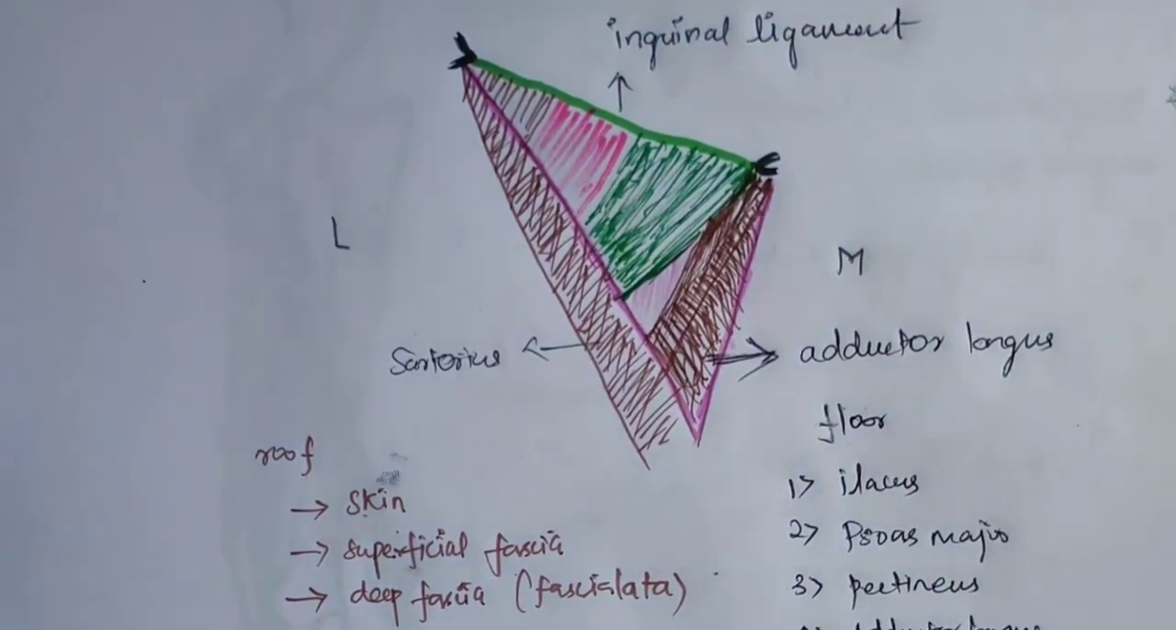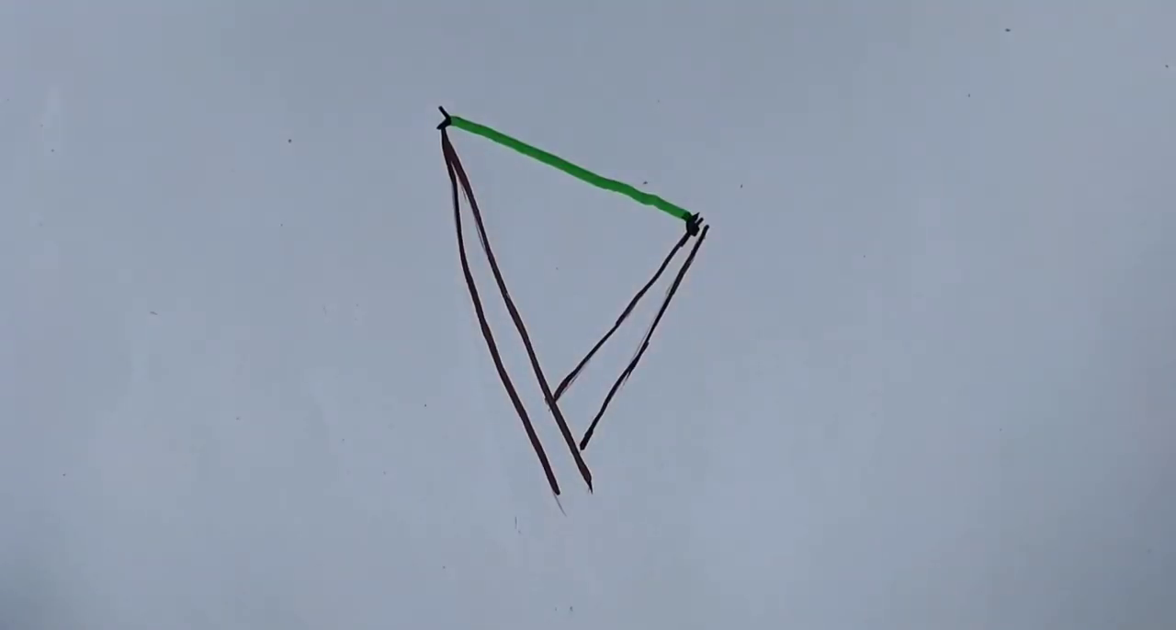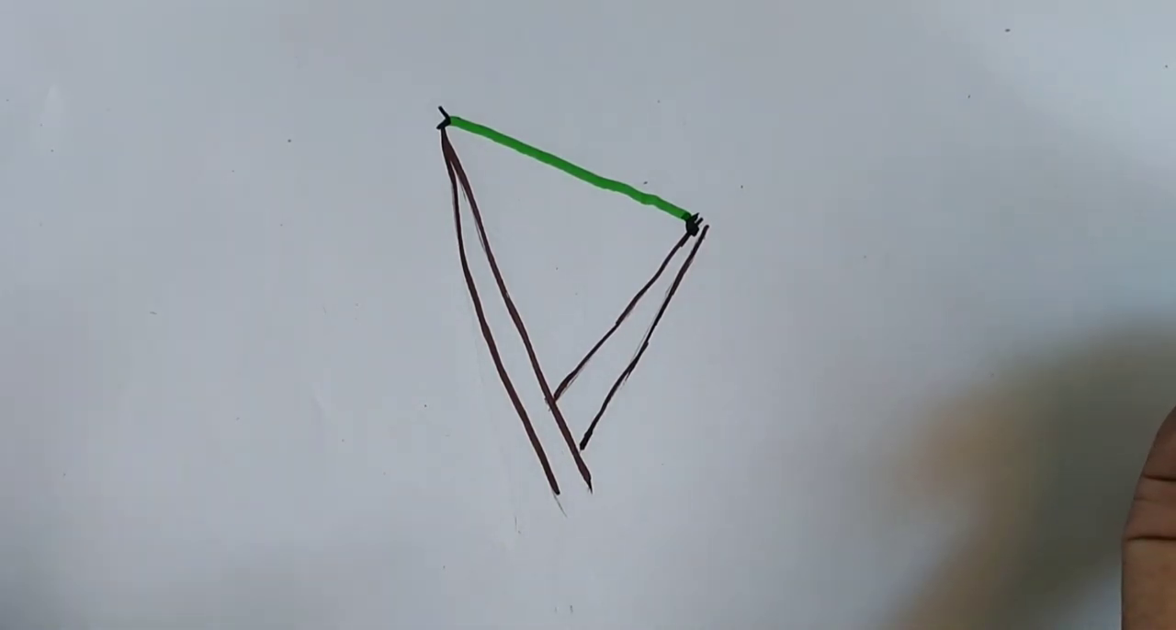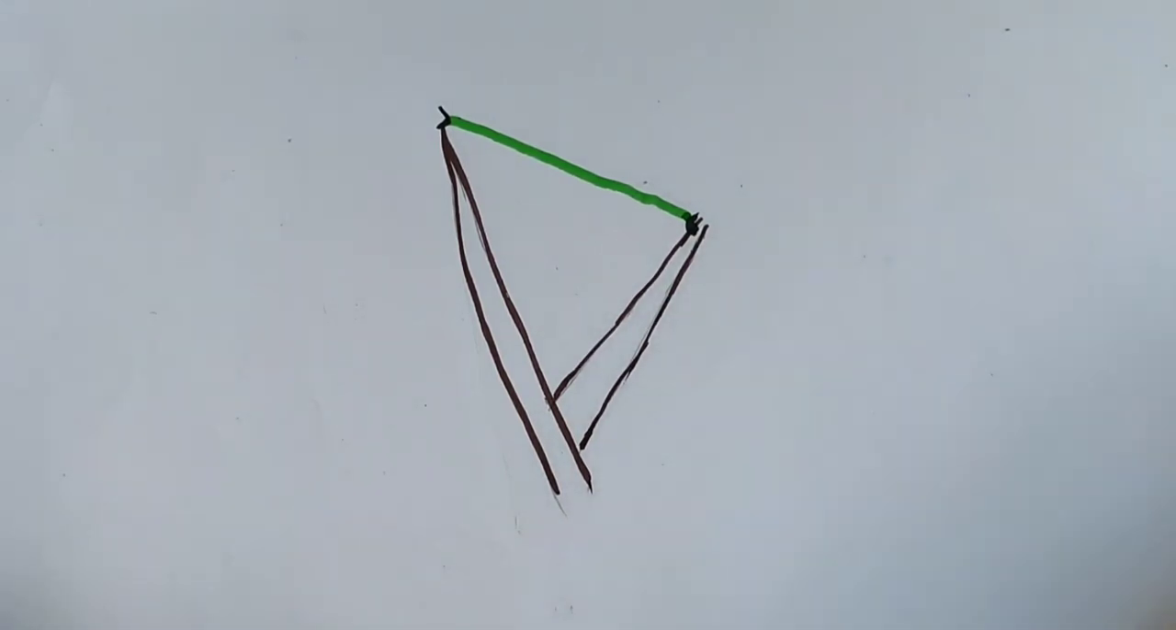And next we are going to see about the contents. The contents are the femoral nerve, femoral artery, and then lymph nodes, lateral cutaneous nerve of thigh, and then the genitofemoral nerve, the femoral branch of the genitofemoral nerve.